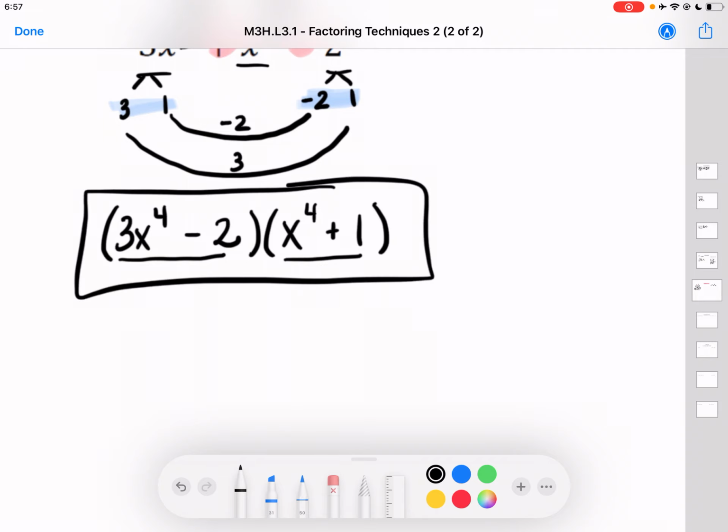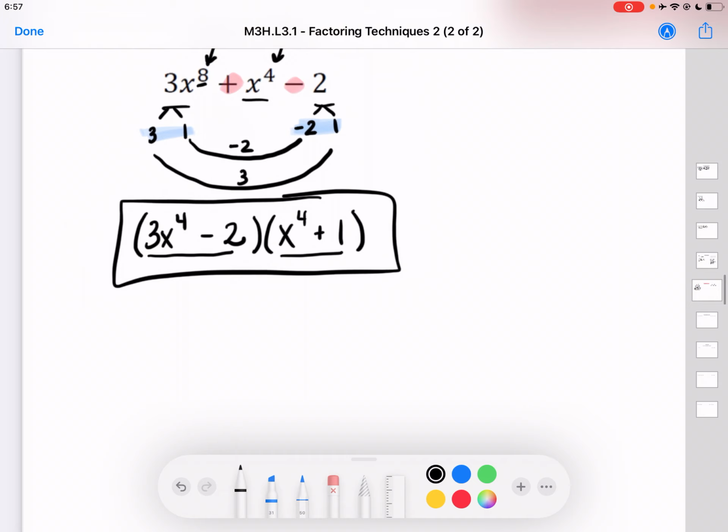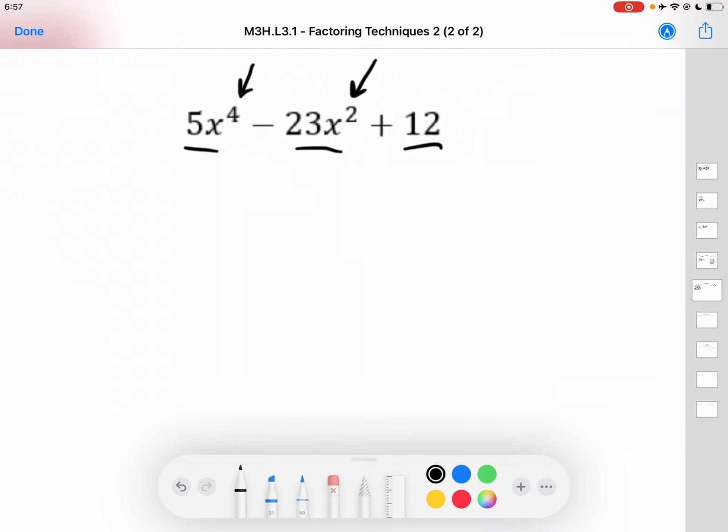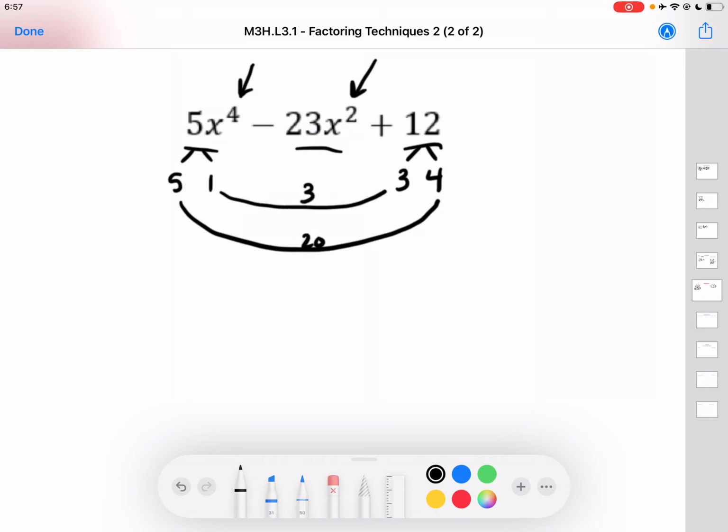You don't have to do it anymore, but sometimes they will go down further. So let's see if this one is an example of that. So same technique. So we've got 5 and 1. Let's do 6 and 2. That won't work. I'm going to try to go a little faster through this. So let's try 3 and 4. So 5 times 4 is 20. 1 times 3 is 3.